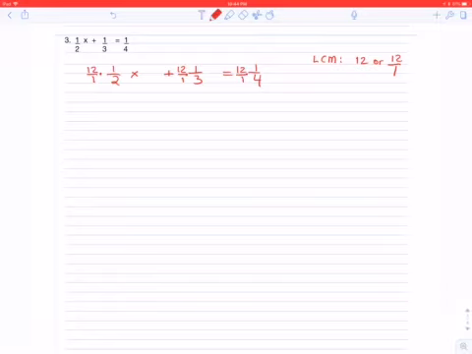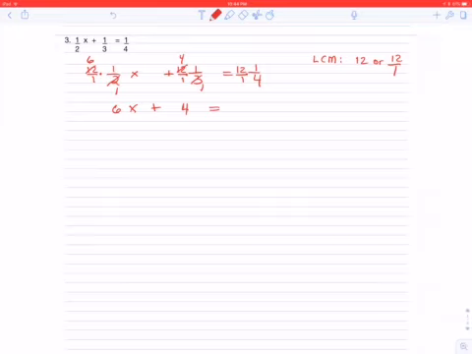And simplify. 2 goes into 2 once, into 12 6 times. So 6 times 1, that's 6. I'll bring down the x. Plus 3 goes into 3 once, into 12 4 times. 4 times 1 is 4, equals 4 goes into 4 once, into 12 3 times. 3 times 1 is 3. Now it looks like the first one.